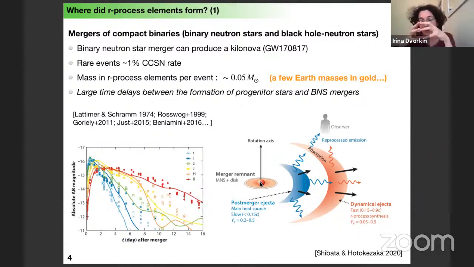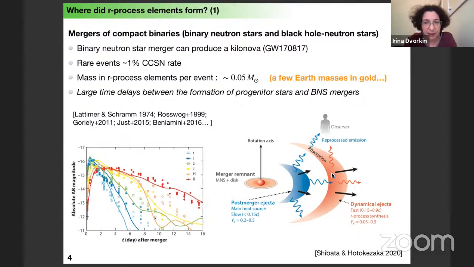Now, in this ejected matter, these r-process elements are produced because the temperatures and the densities are just right to produce them. But as I told you, they are produced very far from the valley of stability, so they quickly decay back and emit energy. So this radioactive decay powers the thermal emission from this ejecta. It's similar to what happens in a supernova, only with different time scales and different types of elements that are produced. And so we expect a particular light curve from this event.